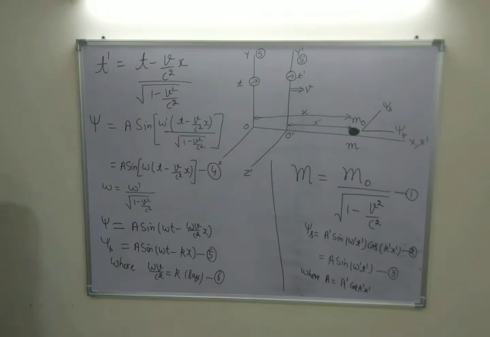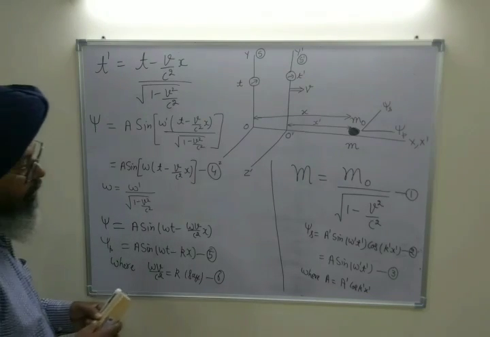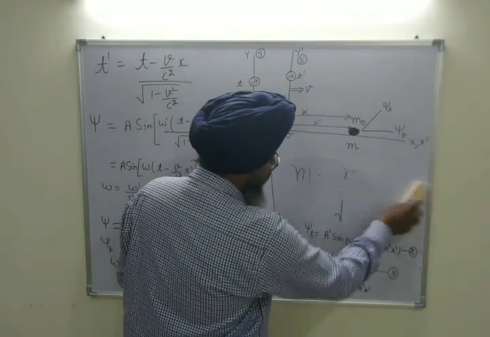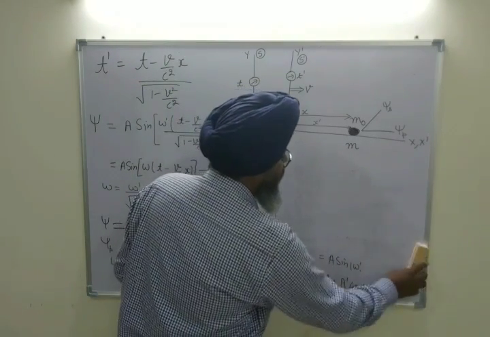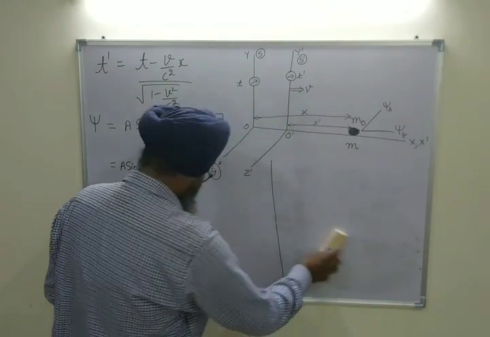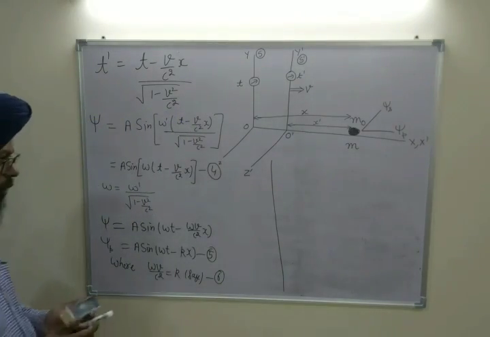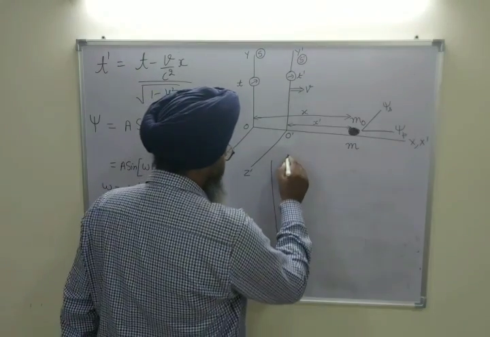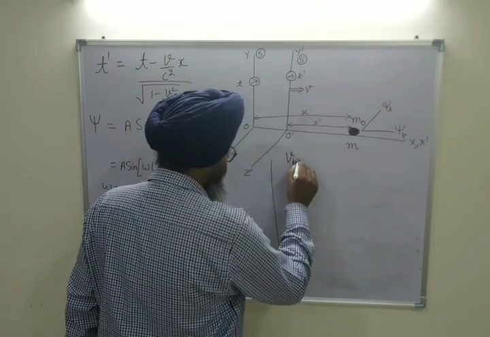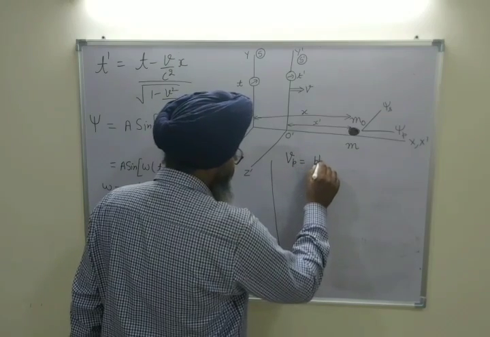Now, let us find the speed of the wave attached with the particle. Let us say the speed of this wave, which is given in equation 5, let us say Vp is the speed of the wave. Vp is also called phase velocity.